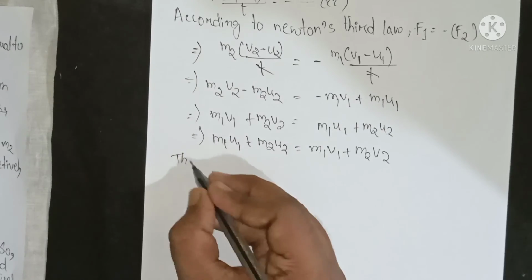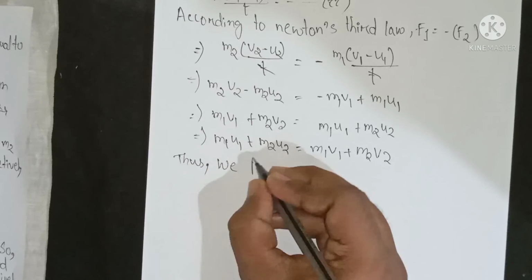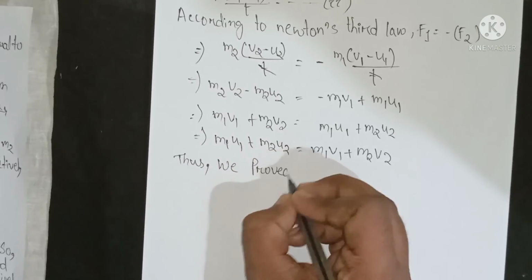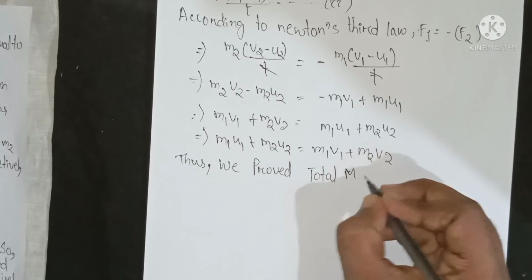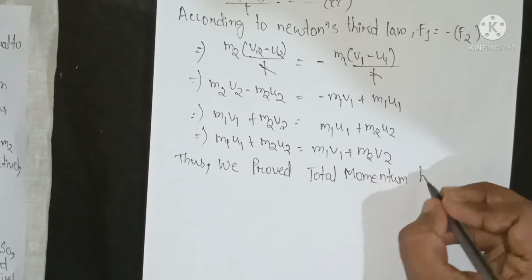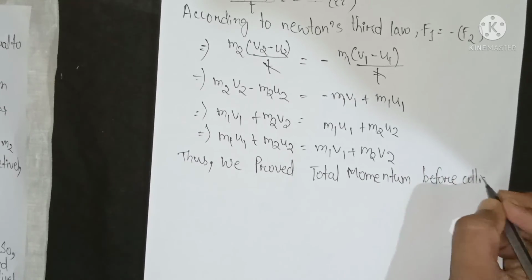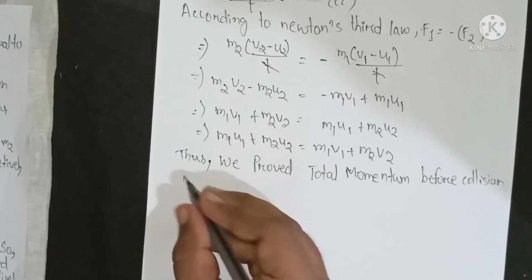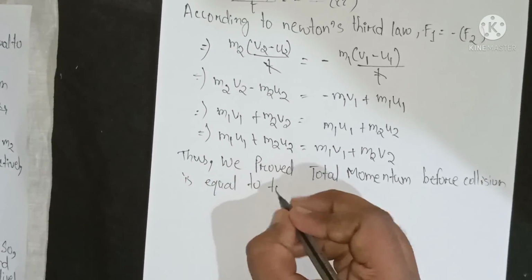So thus we proved that total momentum before collision is equal to total momentum after collision.